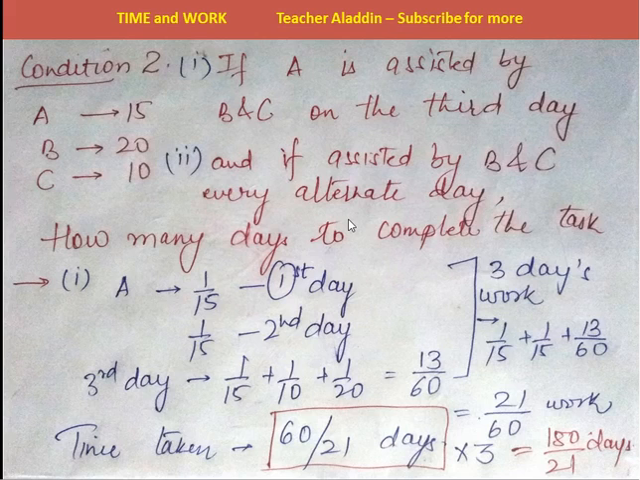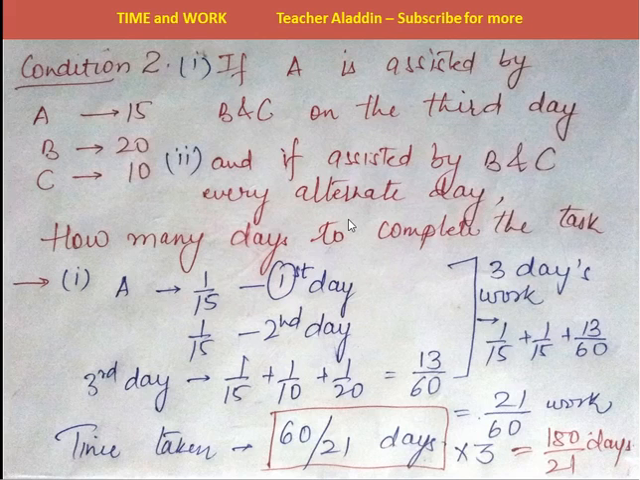So again on the 2nd day A completes 1 by 15th of the work. But on the 3rd day, B and C come and help A. So 1 by 15 plus 1 by 10 plus 1 by 20, which is 13 by 60, which we found out before, is 1 day work, which is on the 3rd day. Now always find out the 3 days work in this case.